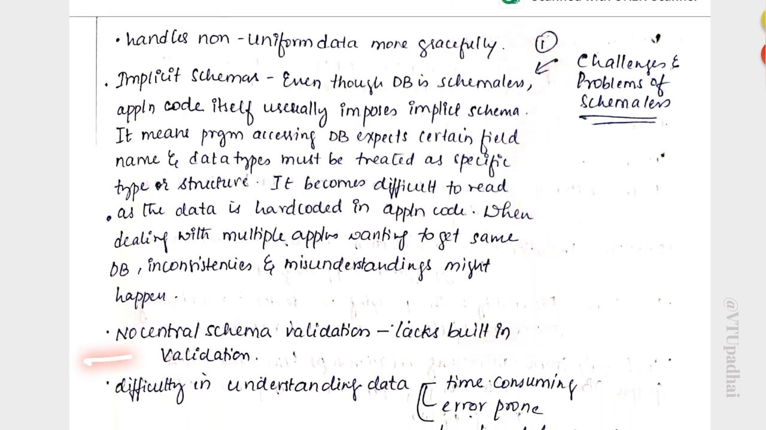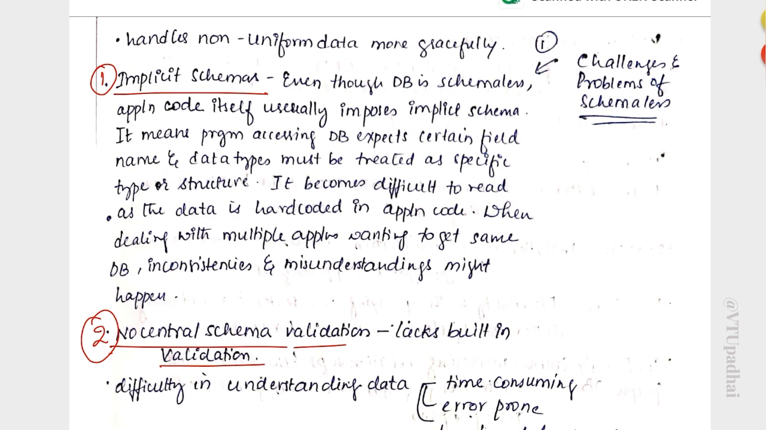Next we have no central schema validation. If you look at a relational database, there is a proper schema which is enforced and has to be validated, and all the steps have to be followed. Whereas a schemaless database lacks built-in validation. The application has to manage the data integrity, consistency, and correctness. So the database cannot prevent different applications from storing or interpreting the same data differently.